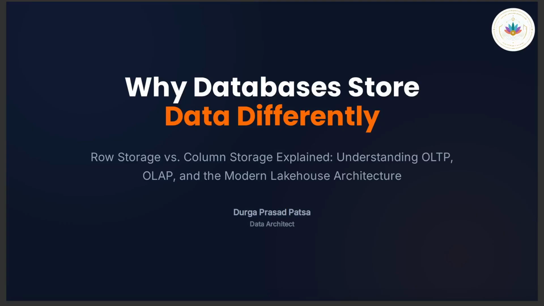If you have ever worked with databases, built a data pipeline, or tried to tune a slow query, you have probably run into a fundamental question. Why do different databases store data differently? Why is it that the SQL Server or PostgreSQL database running your application feels blazingly fast for user logins, but completely crawls when you try to run an annual sales report?